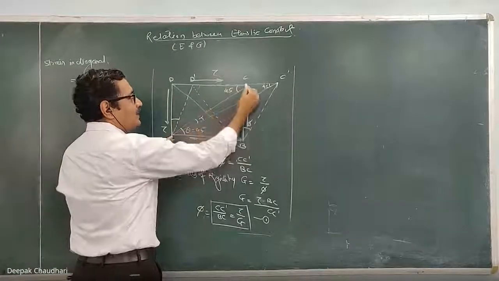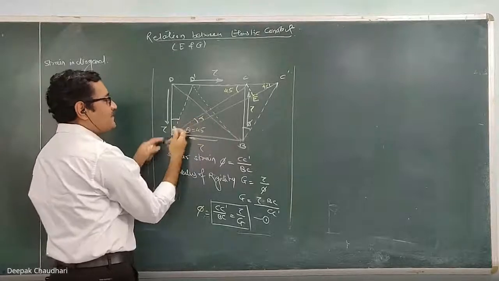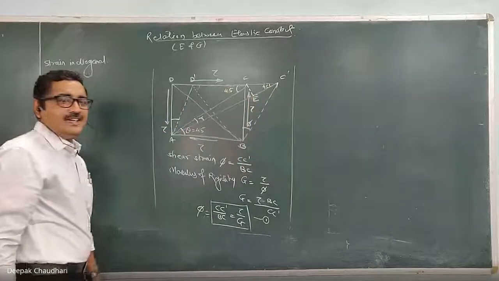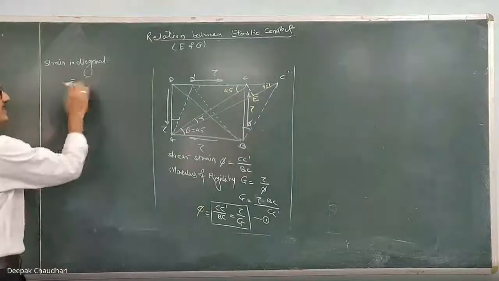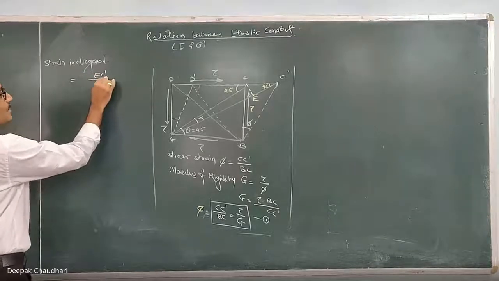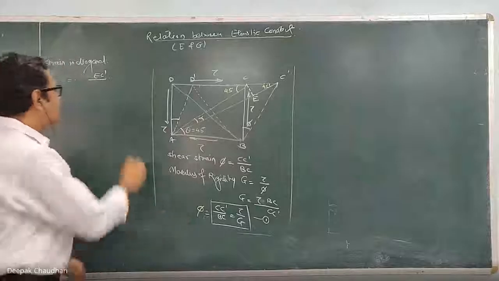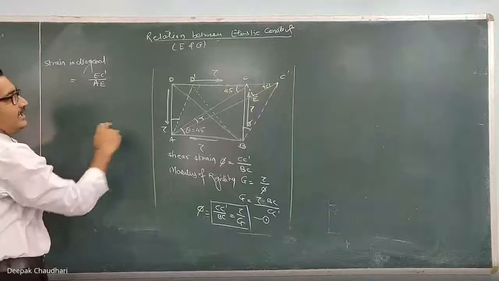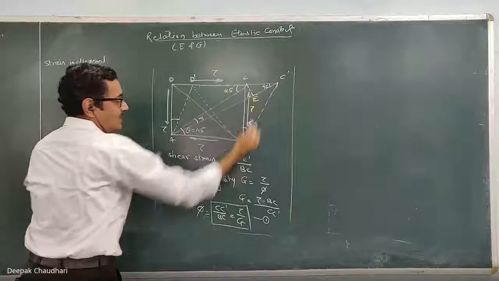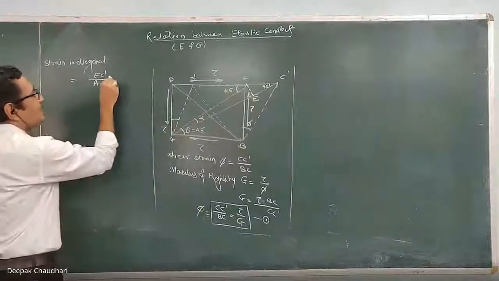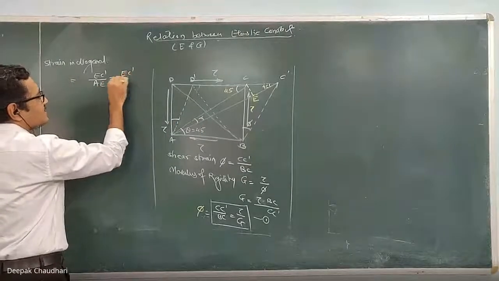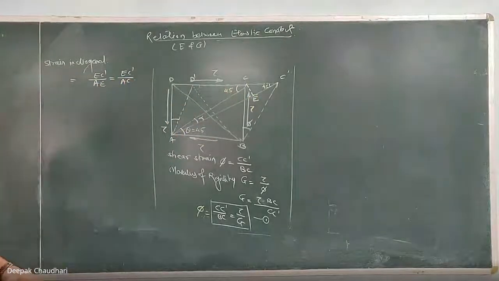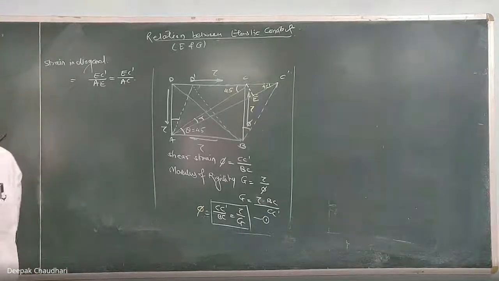Now, the original length of the diagonal is AC. Since this angle alpha is very small, I can consider that AC equals AE. So this EC dash is the extended length of the diagonal. So the strain in diagonal can be written as EC dash upon the original length, which is AE, that is, change in length upon original length. Since this angle is very small, the strain in diagonal can be written as EC dash upon AE.